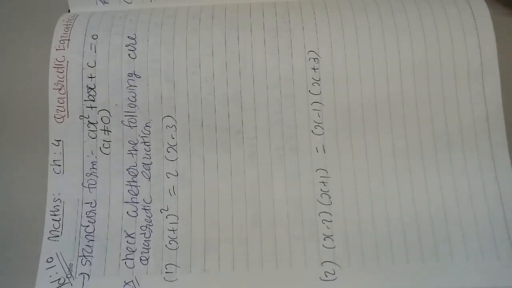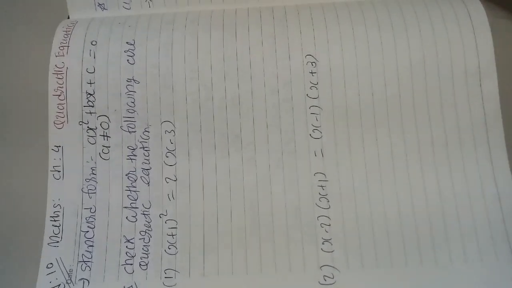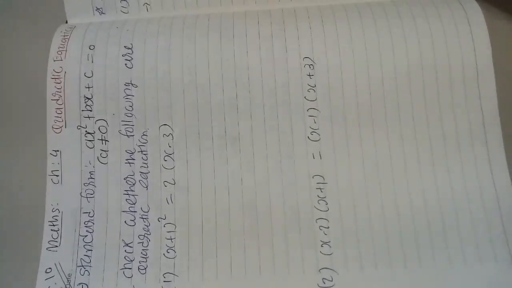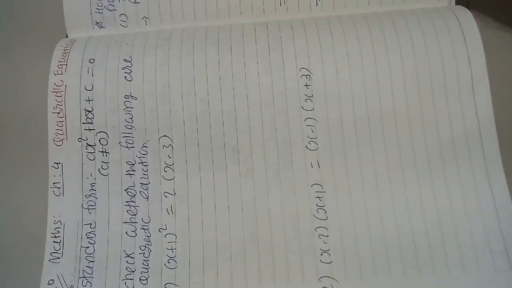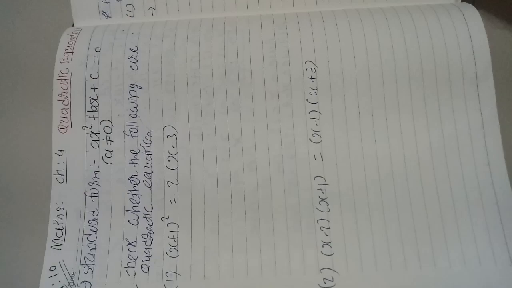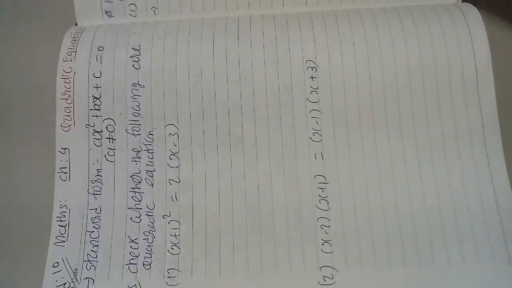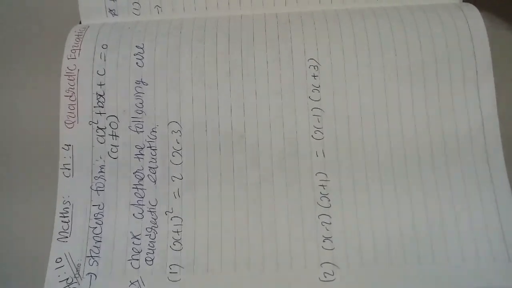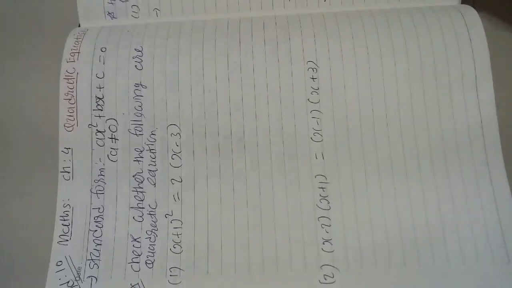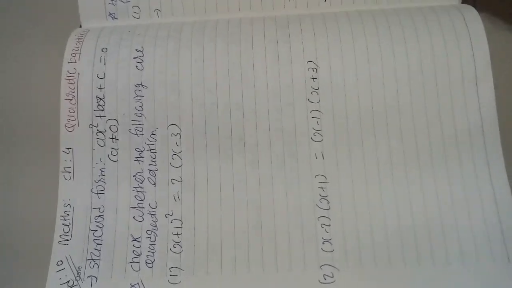Hello friends, standard 10, subject maths, chapter number 4, quadratic equation. The standard form of a quadratic equation is ax square plus bx plus c is equals to 0, where a is not equals to 0. Now let's see some examples. First, check whether the following are quadratic equations or not.